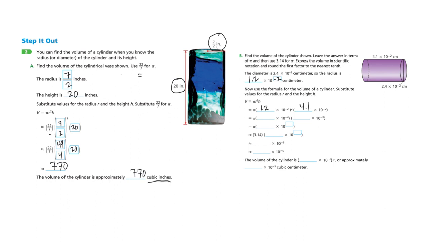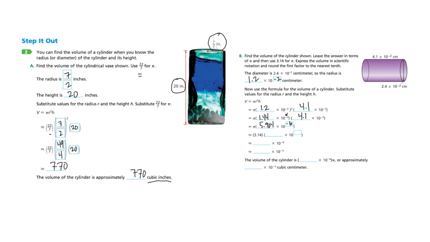So now you're just carrying these calculations out. So this would be 1.2 squared, which would be 1.44, times 10 to the negative fourth here, because that's negative 2 squared. And then this stays as 4.1 times 10 to the negative 2. Pi times, and you're going to be multiplying 1.44 times 4.1, so that's 5.904 times 10 to the negative 6, because remember we add those two together.